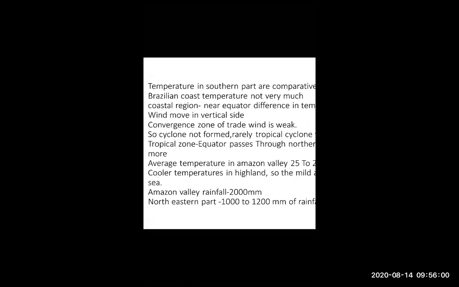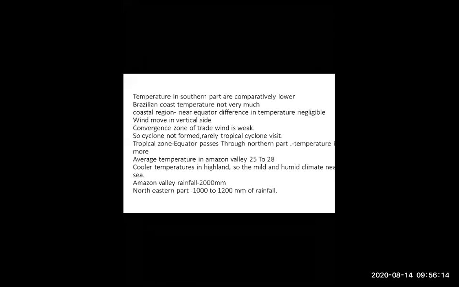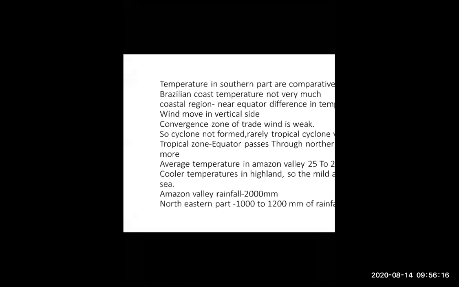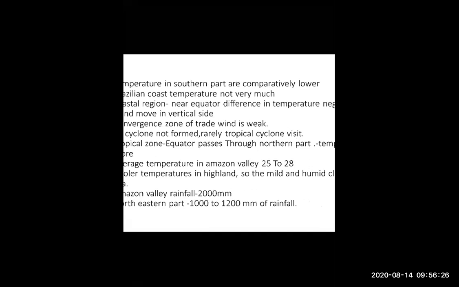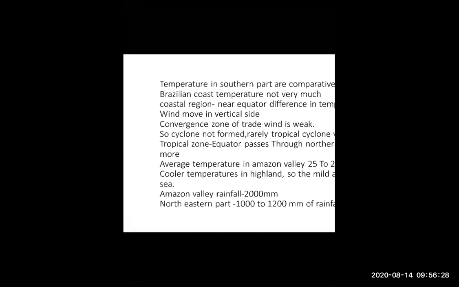Okay. So now we have talked till here. I think you understand all the things. What is orographic type of rainfall? What is drought quadrilateral? And Brazil is located in the equatorial part. Okay. Now we are going to the next part, that is temperature of Brazil in the southern part. So as you know, temperatures in the southern part are comparatively low, and Brazil coast temperature not very much.